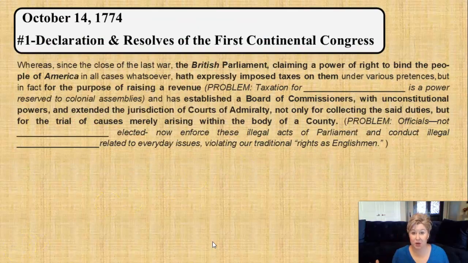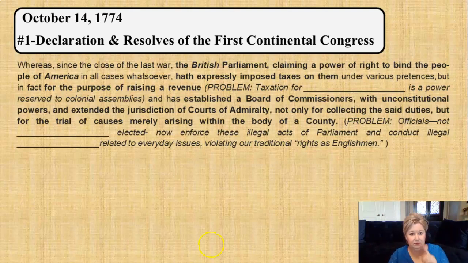So it's going to take them several weeks, but by October 14th of 1774, they've drafted their Declaration and Resolves. And you're going to hear echoed here many of the same issues we've been discussing. So these events that I've talked about and these acts that were passed by Parliament, like the Intolerable Acts, we're now going to see them address those things in this document, which is their petition back to Parliament.